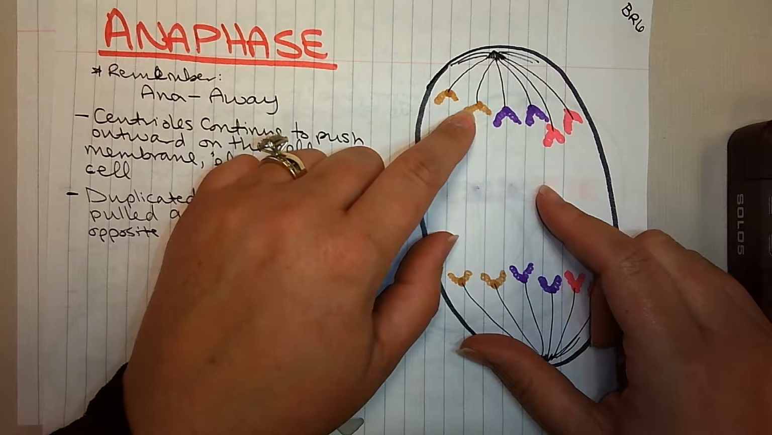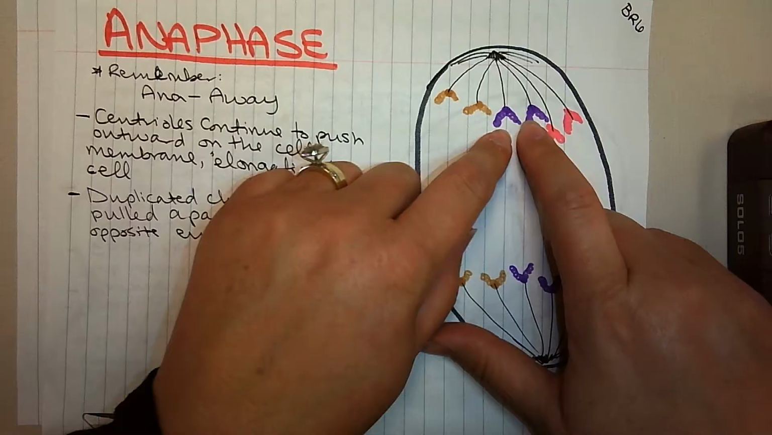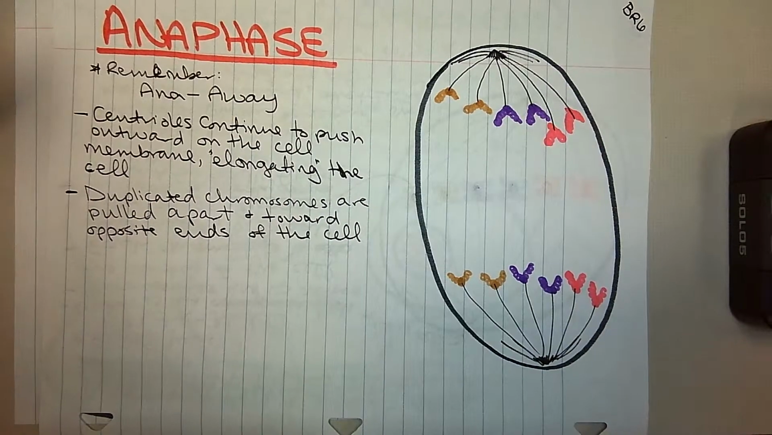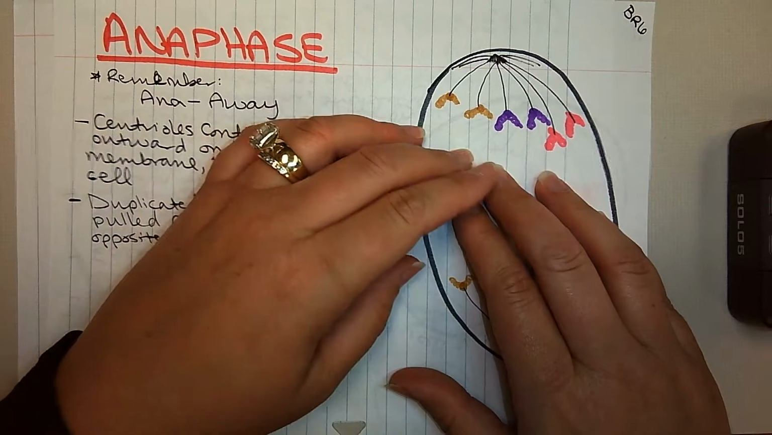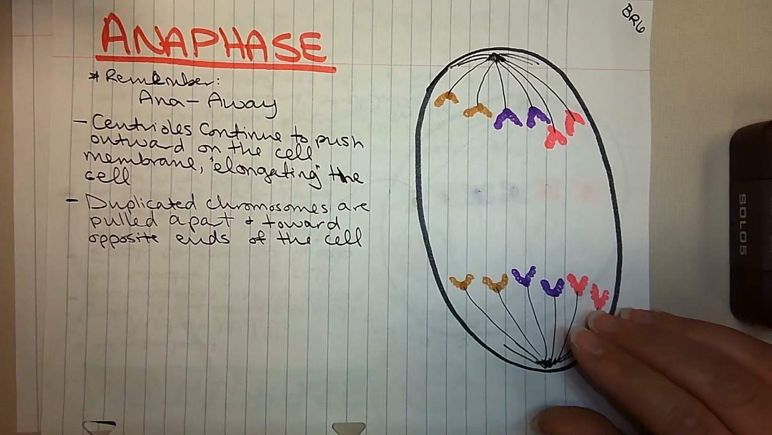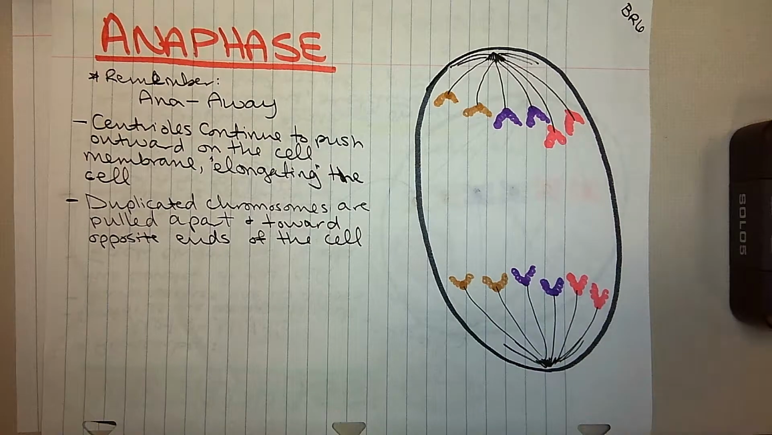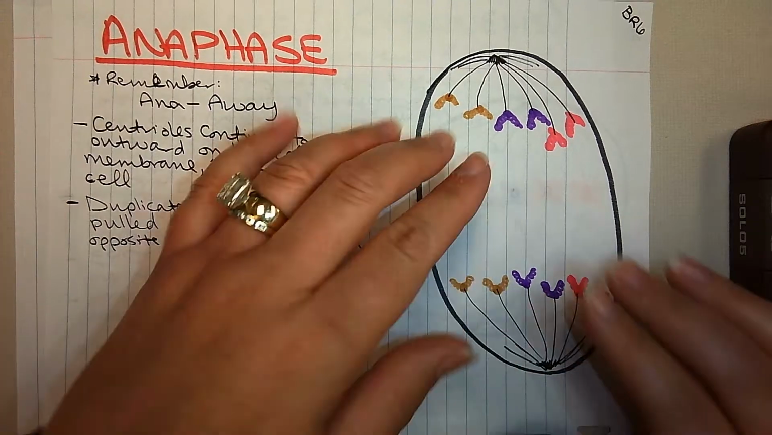They got the full set of DNA, so they got like both of my 1s and both of my 2s and both of my 3s all the way through 23. But they went to opposite sides. So now they no longer have that double amount of DNA. They have what they need to be identical to the original. So they get pulled to opposite ends.